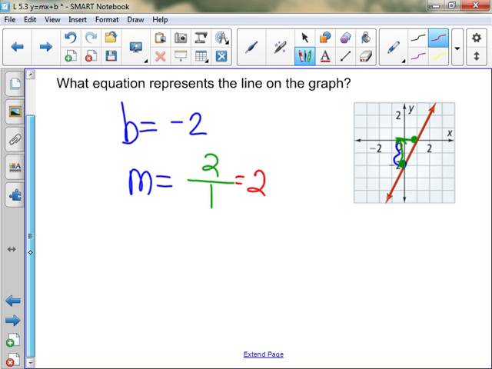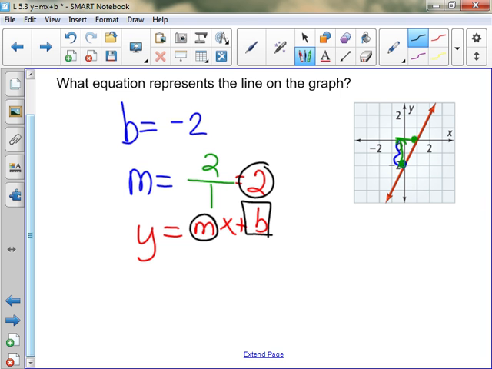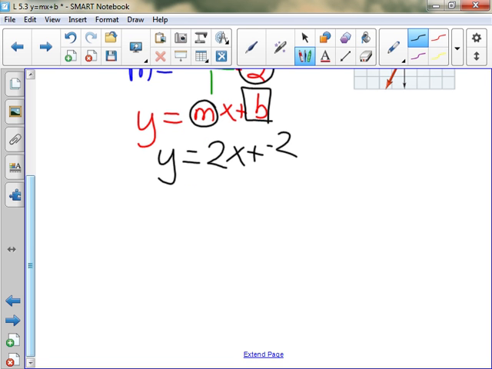So what's the equation? Start with the slope-intercept form, which is y equals mx plus b. Replace the m with the m and the b with the b. y equals 2x plus negative 2. That works, or you can write y equals 2x minus 2.